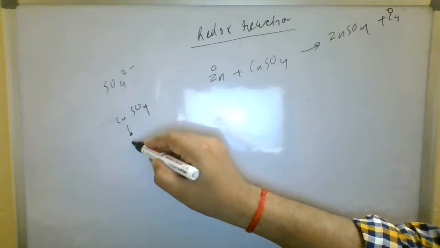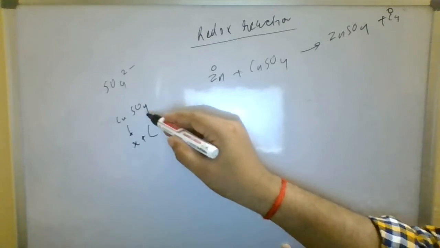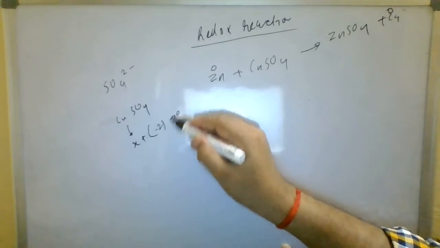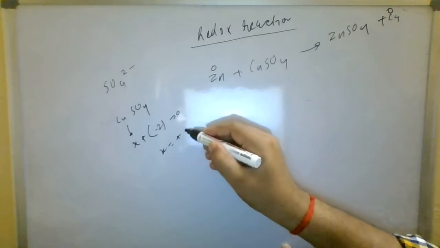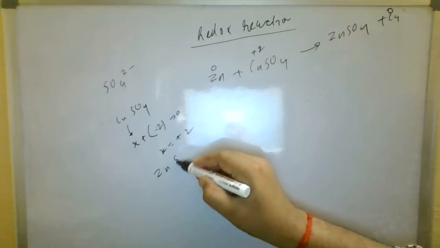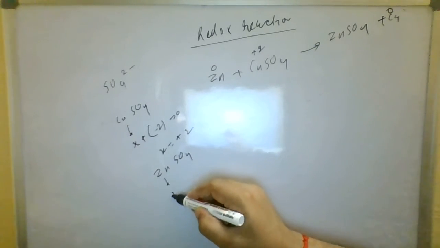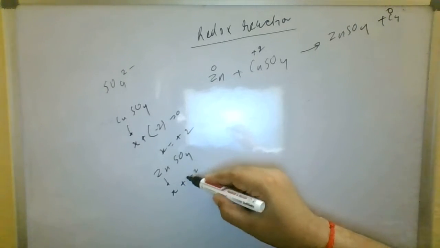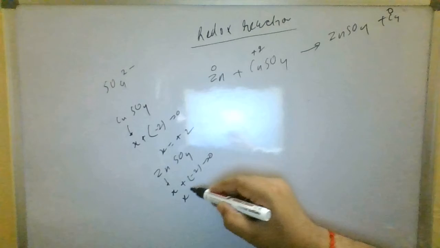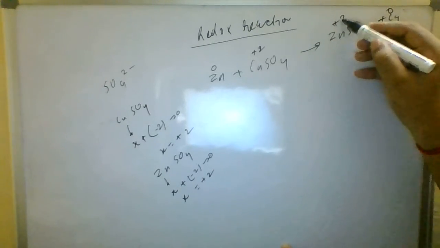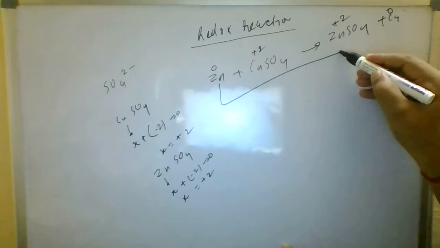If you want to calculate for CuSO4, we consider this as X, and SO4 has a charge of minus 2, so X minus 2 equals 0. So X is equal to plus 2. Similarly, for ZnSO4, Zn is X, and SO4 has a minus 2 charge, so X minus 2 equals 0, so X is also plus 2. Zinc to zinc we are watching.